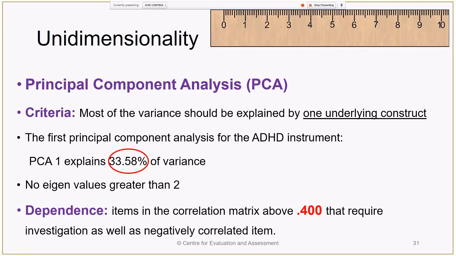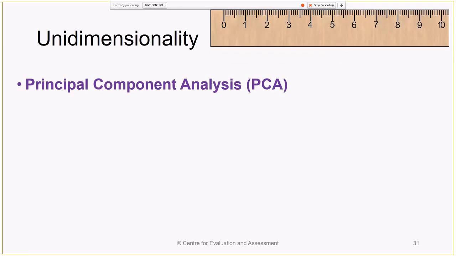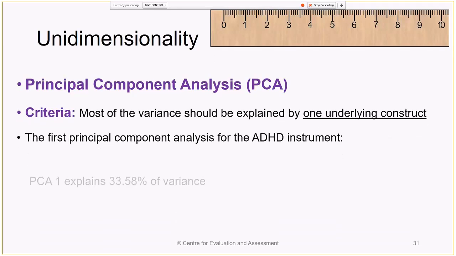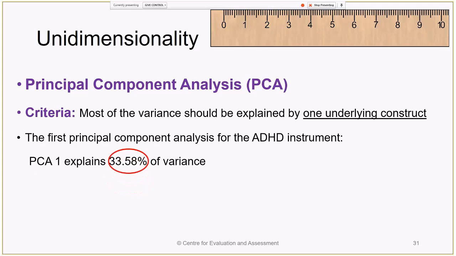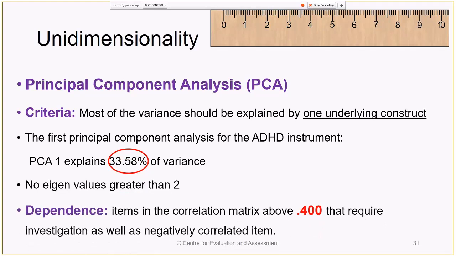Dependence, so I didn't put the correlation matrix in these slides, but there were items with correlations above 0.4. In other words, items that might be too strongly correlated and could be redundant, as well as a few negatively correlated items. So be warned, if you don't go and reverse code items, that's when you find the negative correlations. And it could also be other problems with the item.